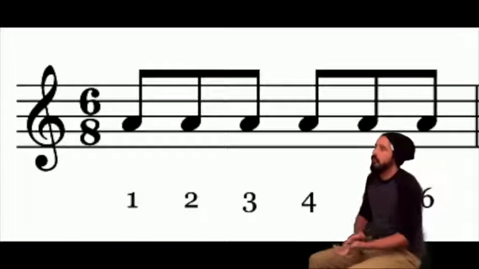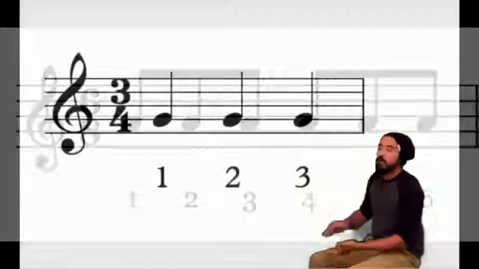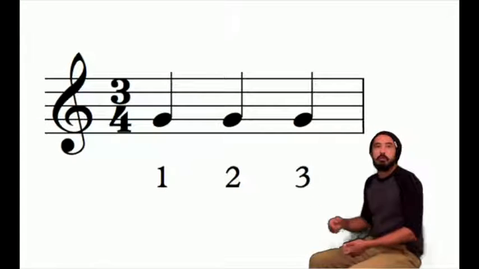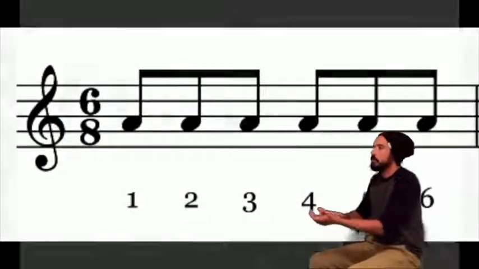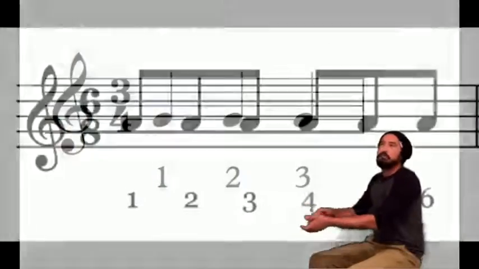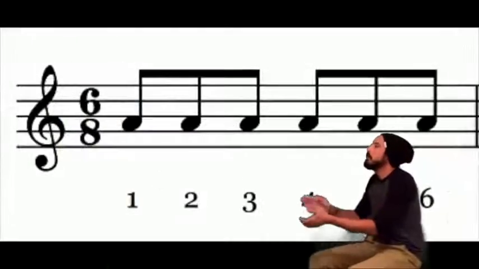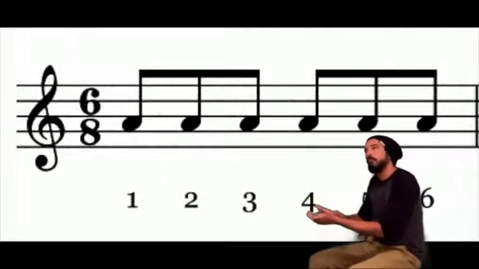So that way we feel like we're counting 6s almost in a way. 1, 2, 3, 4, 5, 6. 1, 2, 3, 4, 5, 6. Now if we go back to the other example, 1, 2, 3, 1, 2, 3. You can almost count along with both of them if you try it. 1, 2, 3, 1, 2, 3, 4, 5, 6.